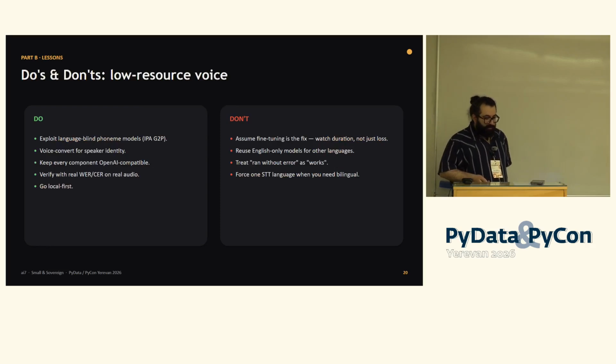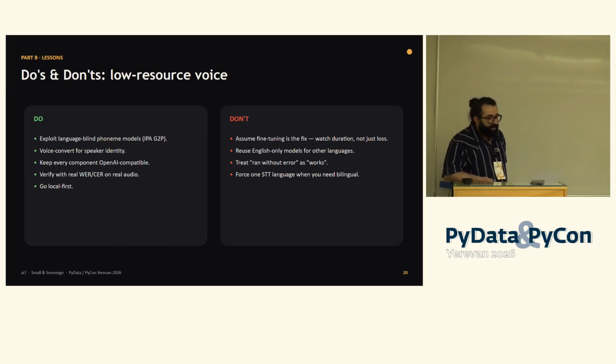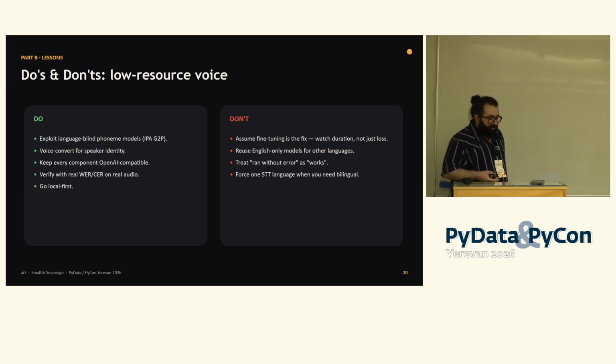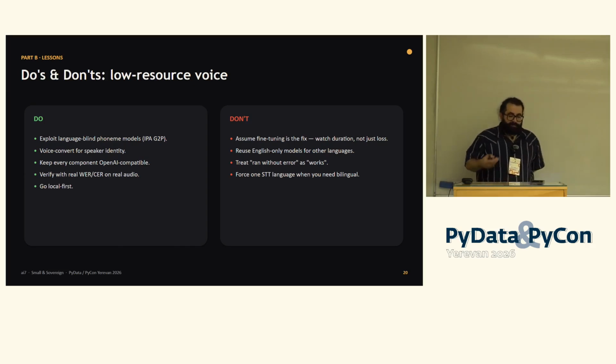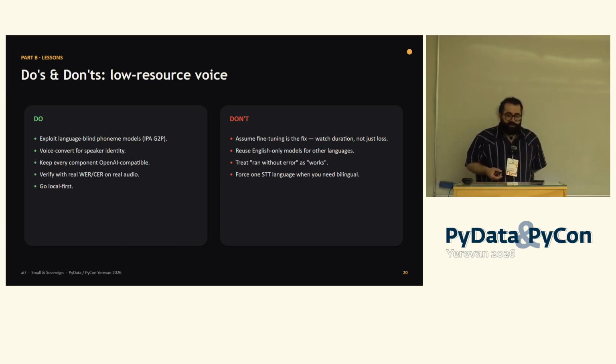It's measurable, it's reproducible. What we did for this, we basically exploited language-blind phoneme models, IPA, G2P, and also used a voice converter for speaker identity, keeping every component OpenAI-compatible endpoints and all of that. We also verified the real audio that was used to train and retrain the model, and it was a local-first approach.